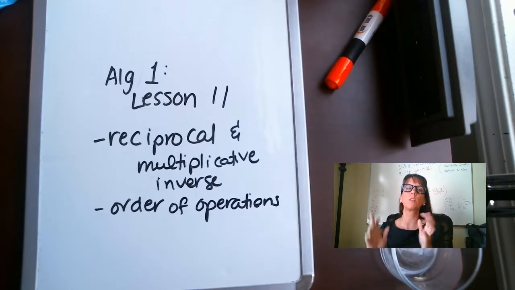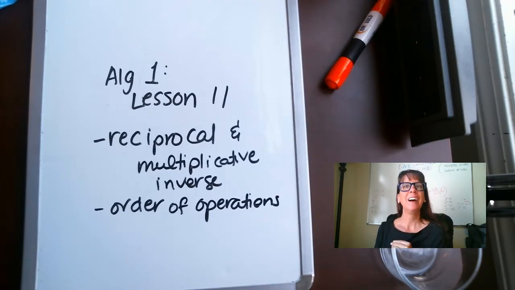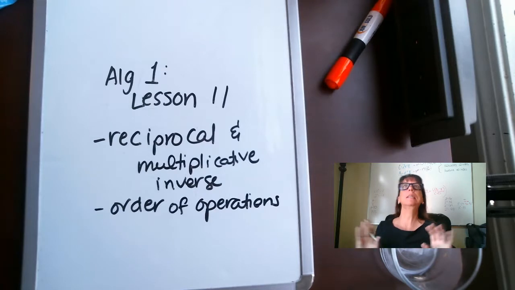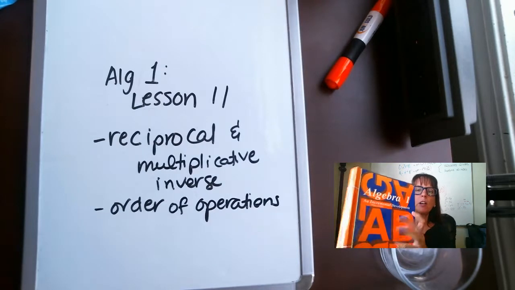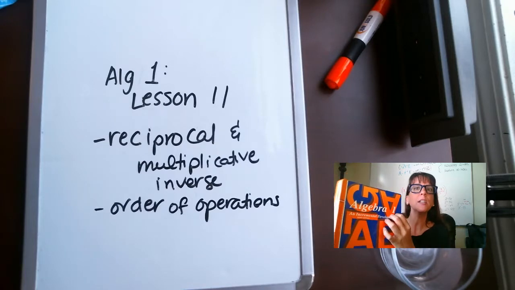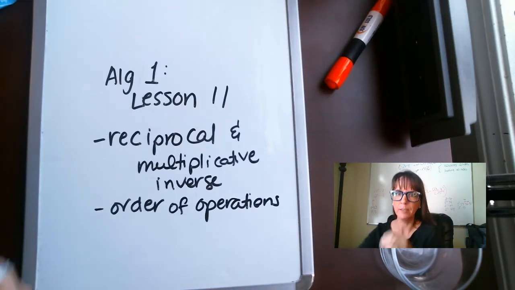We're going to be talking about reciprocals and the multiplicative inverse of numbers, okay? We're also going to start in on that order of operations. I'm sure you guys all remember, please excuse my dear Aunt Sally, right? We're going to talk a little bit about that. If you're following along at home, I'm in the Algebra 1 Saxon book. It is the 3rd edition, and we are on page 51.